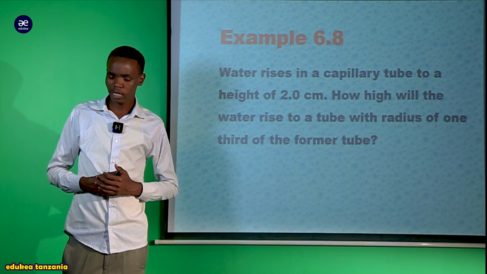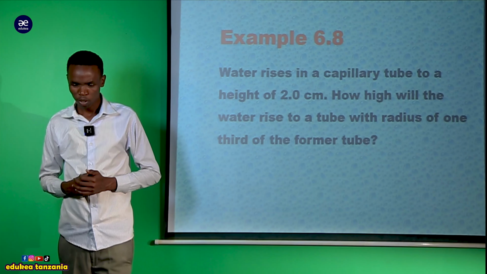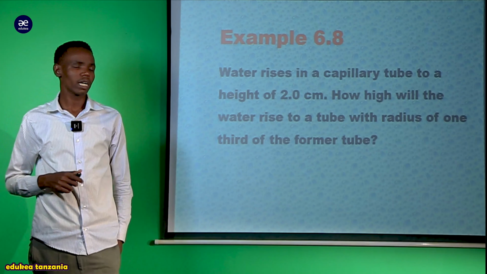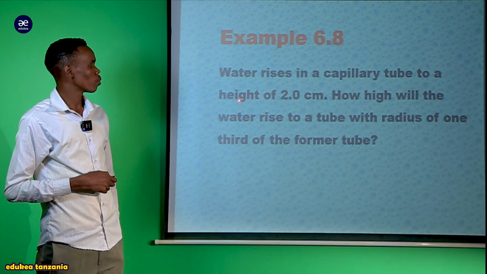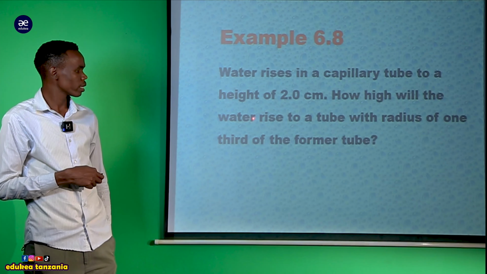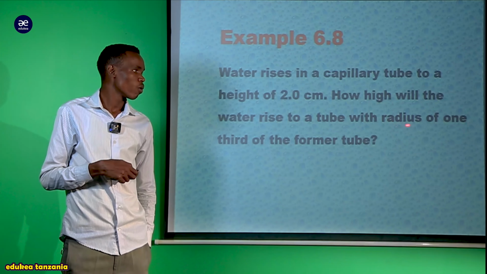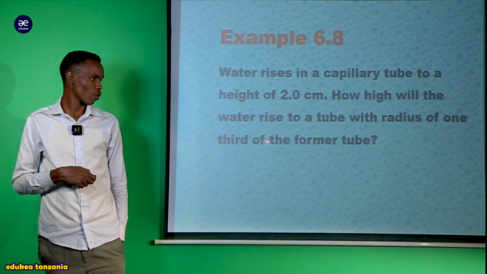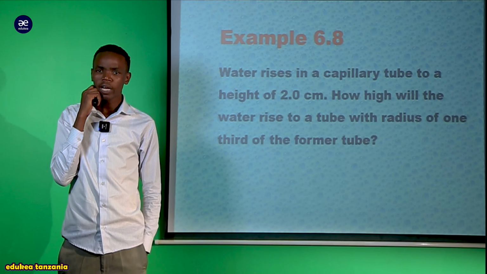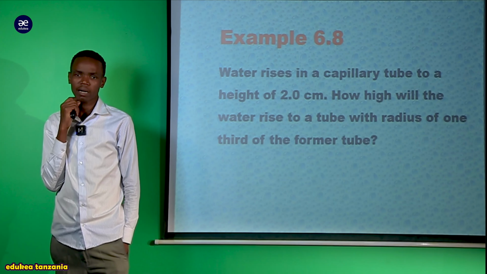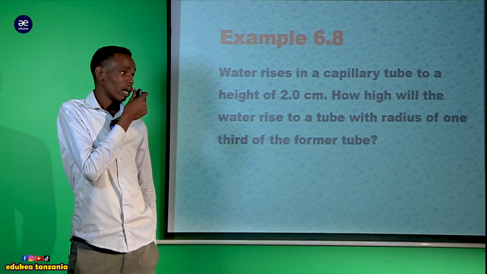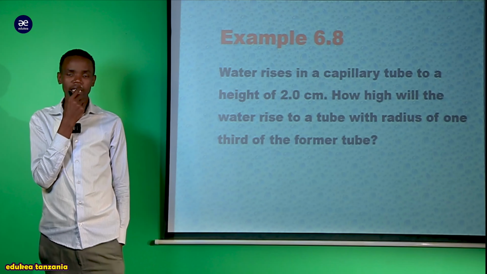So after that, let us proceed with another example here. Our example number 6.8 says that water lies in a capillary tube at a height of 2.0 centimeter. How high will the water rise in a tube with a radius of 1 side of the former tube? Here we have another example, my lovely students, and our example, as we have seen, says that imagine we have a capillary tube.